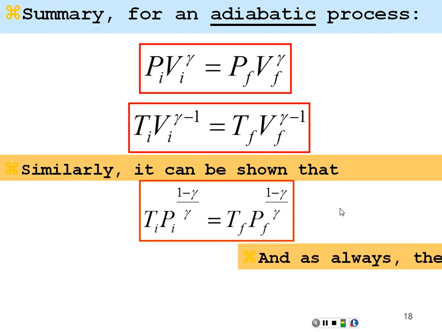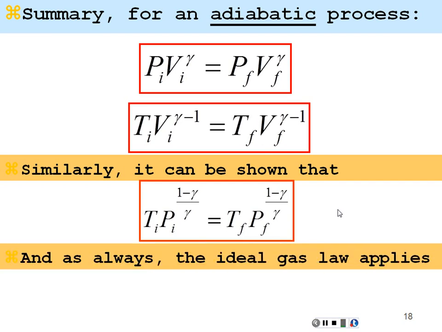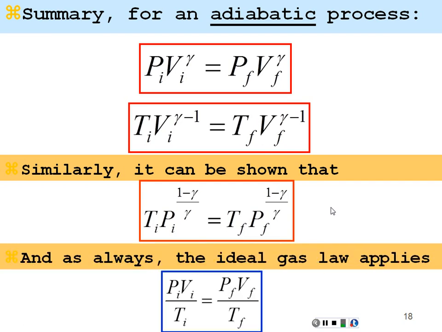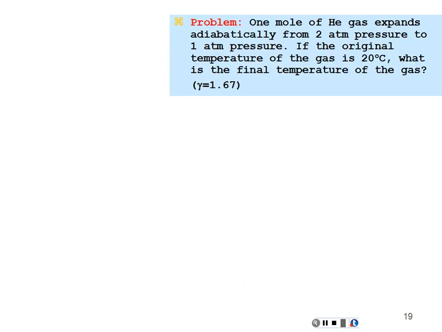And finally, as always for these gases, the ideal gas law applies. So PV over T is a constant: P initial V initial over T initial is equal to P final V final over T final. Let's try this out in a problem. 1 mole of helium gas expands adiabatically from 2 atmospheres pressure to 1 atmosphere pressure. If the original temperature of the gas is 20 degrees Celsius, what is the final temperature of the gas?